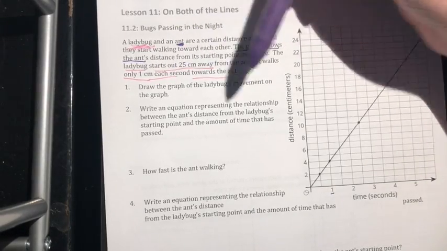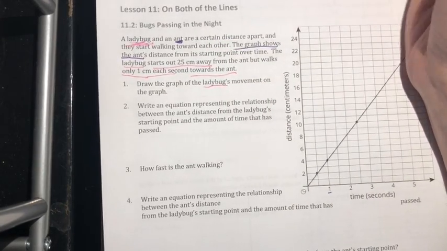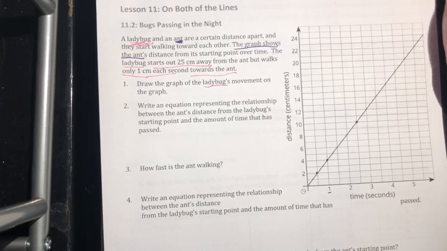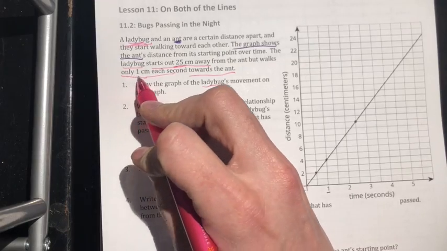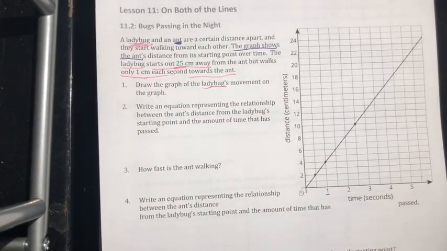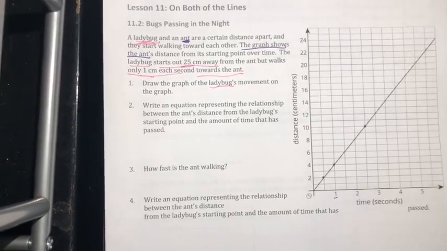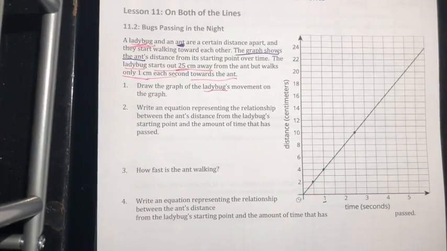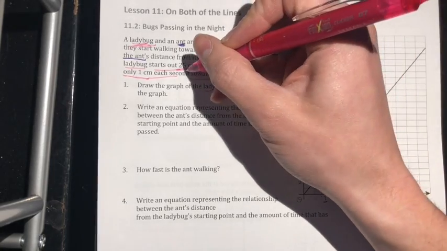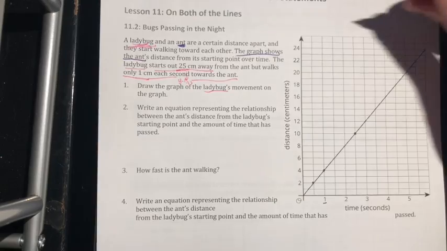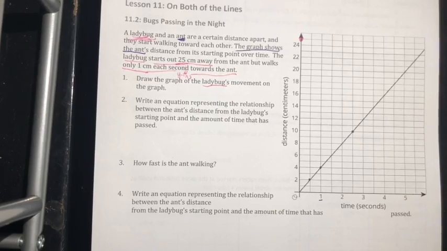Draw the graph of the ladybug's movements on the graph. Okay, so ladybug in pink. So where does the ladybug start? The ladybug starts 25 centimeters away, and it walks 1 centimeter each second towards the ant. So take a minute and visualize what that's going to look like on the graph. Starting out 25 centimeters away and walking 1 centimeter each second towards the ant. So that 25 centimeters away is going to be our y-intercept. Ladybug starts out way up there and walks 1 centimeter each second towards the ant.